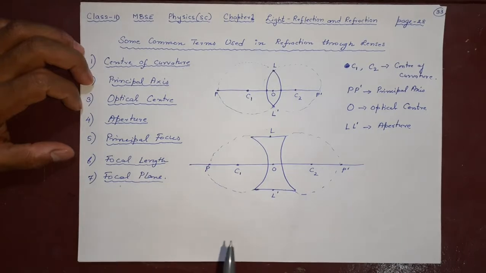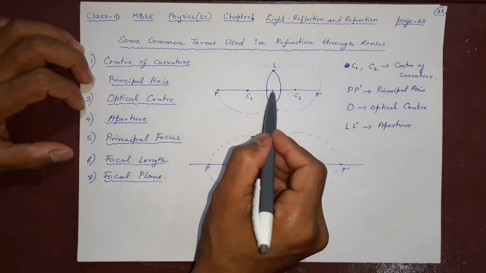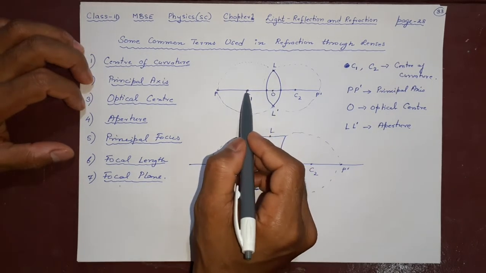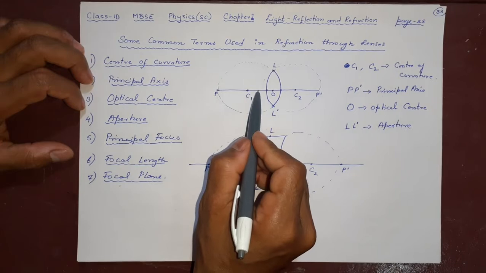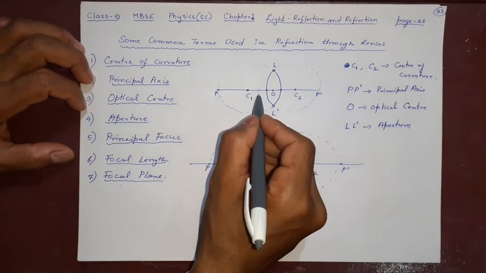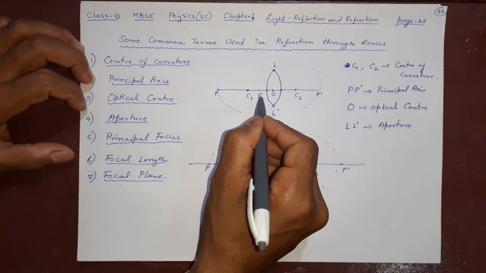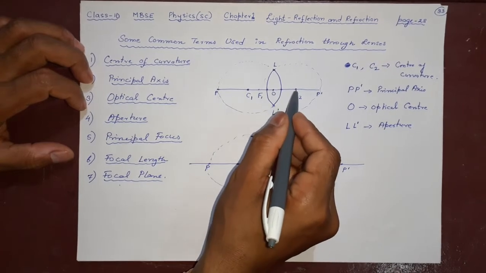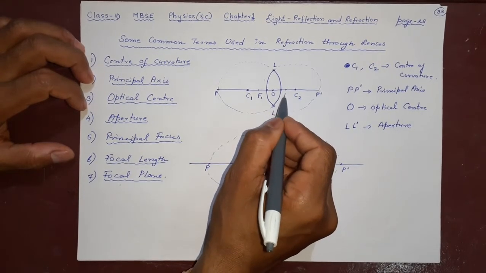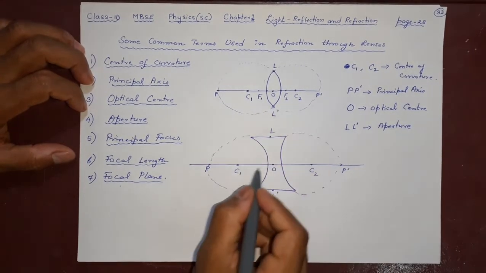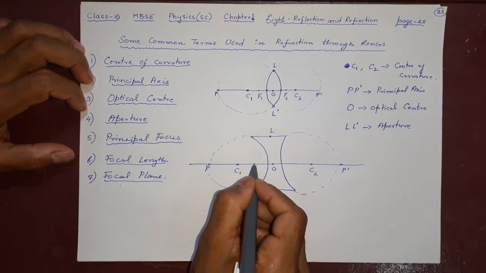Principal focus. You remember focus is half of the radius of curvature. So similarly, if here is the optical center, here is the center of curvature, at the middle of this you will get f1. Between this and this, the center, here you will get f2. Similarly, here you will get f1.